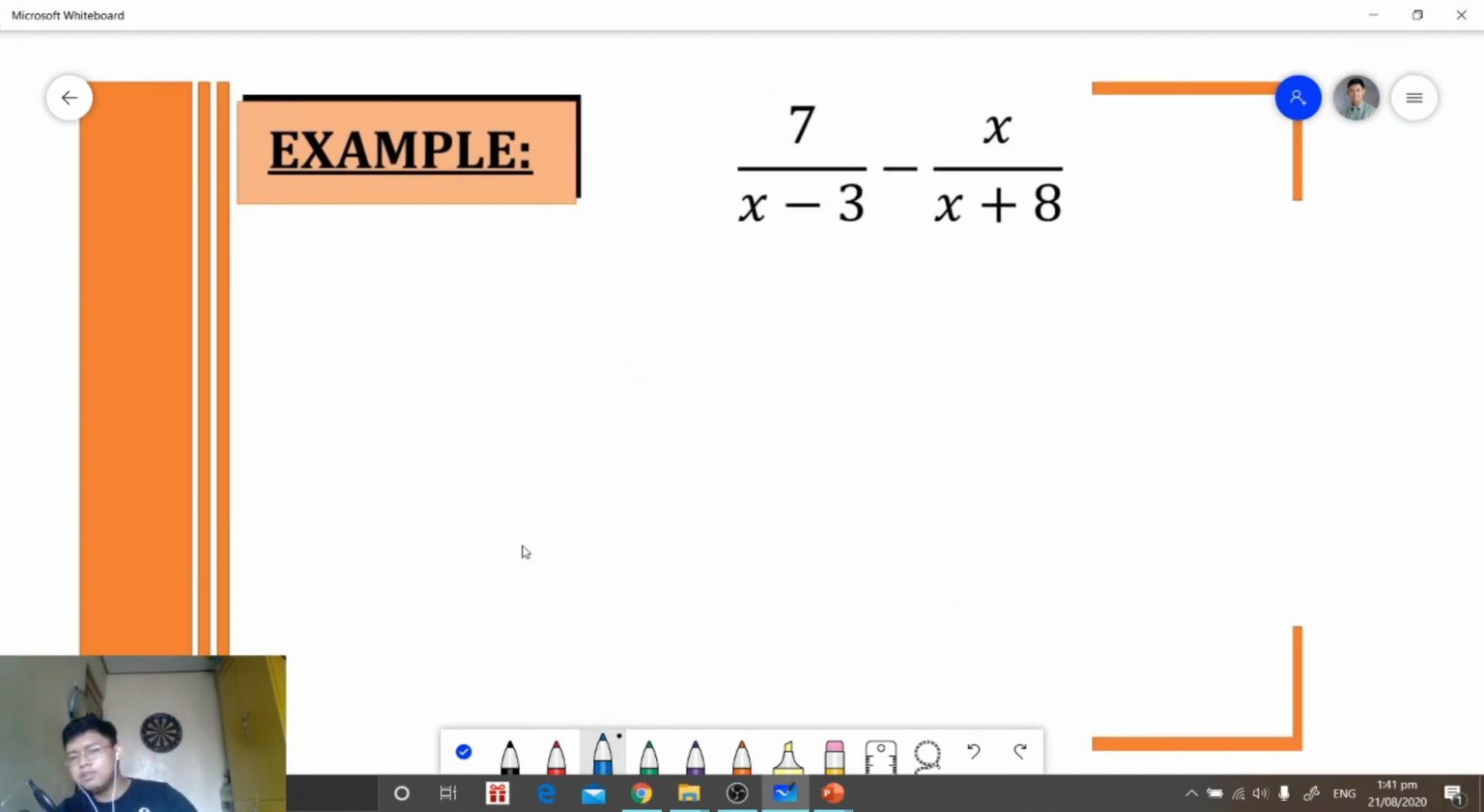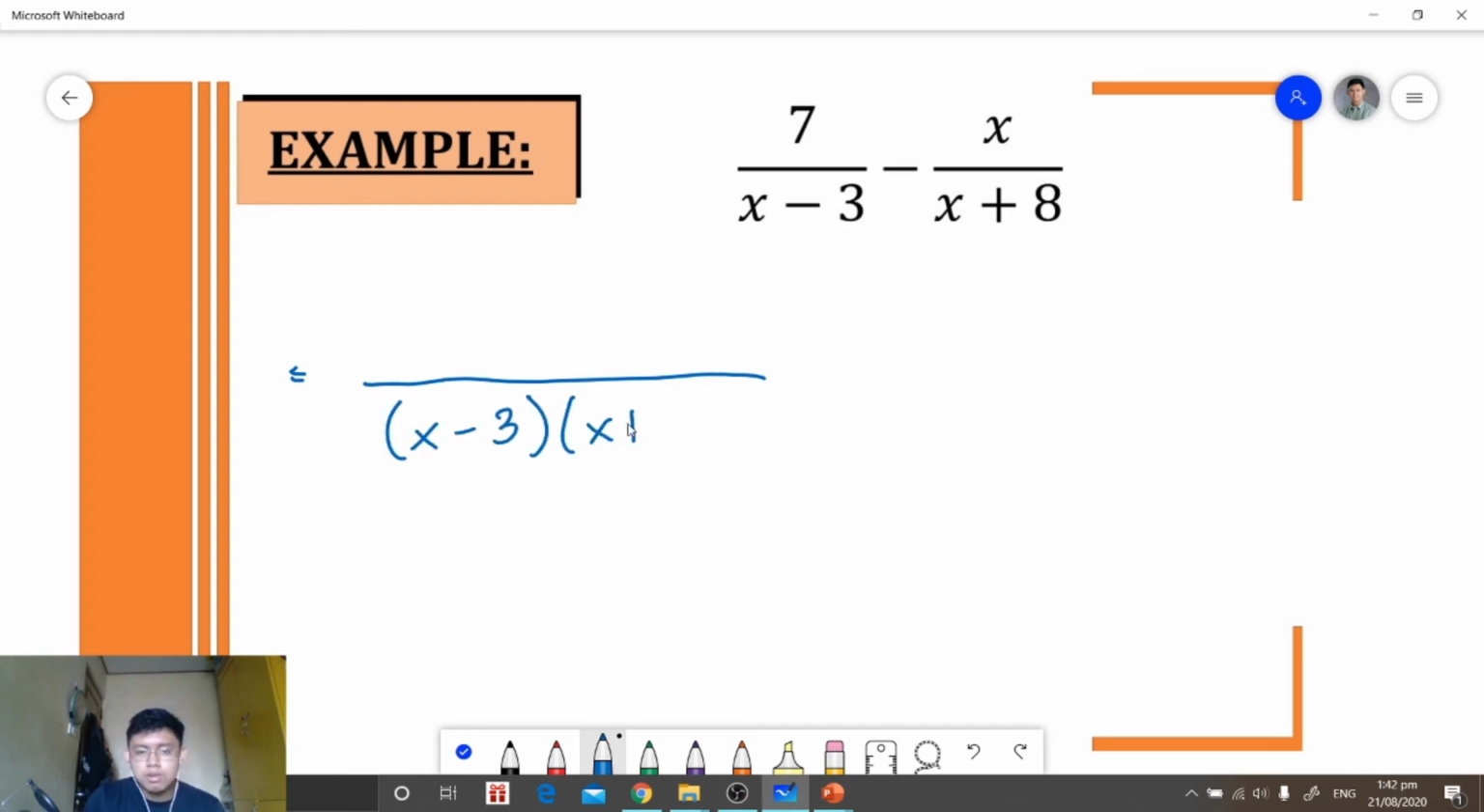So let's have another example. For example, we're given two rational expressions with the operation subtraction. In order for us to answer this, since we are given different denominators, we need to get the least common denominator. Knowing that x minus 3 and x plus 8 are prime, our least common denominator will be equal to the product of our denominators. So x minus 3 times x plus 8.